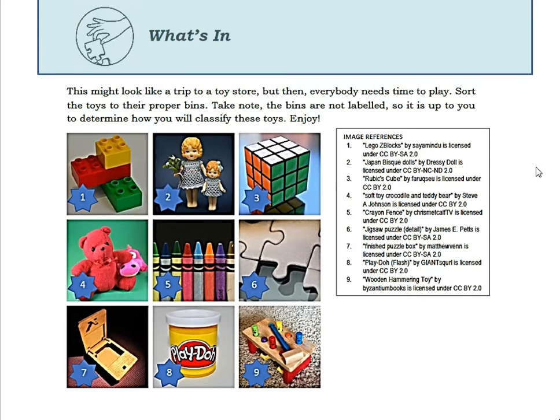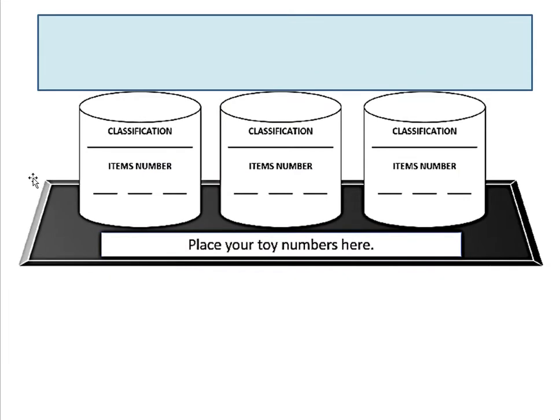Let's try to arrange these toys in their proper bins. So, number 1, ito yung Lego. Number 2, ito yung picture ng doll. Number 3, Rubik's Cube. 4, teddy bear. 5, crayons. 6, puzzle. 7, finished puzzle box. Number 8, Play-Doh. And number 9, wooden hammer toys. So, let's try to label these 3 empty bins. Saan natin ilalagay yung mga toys na yan?